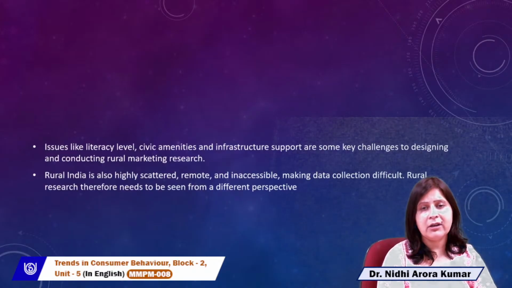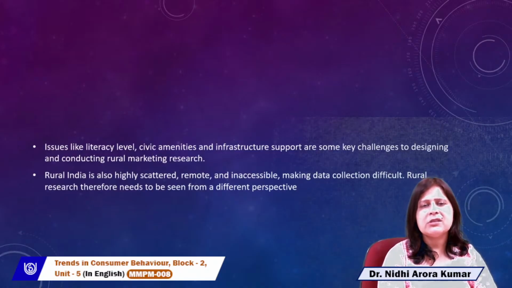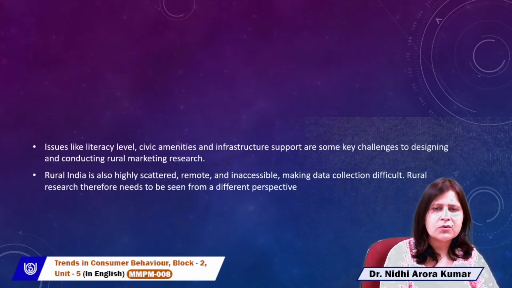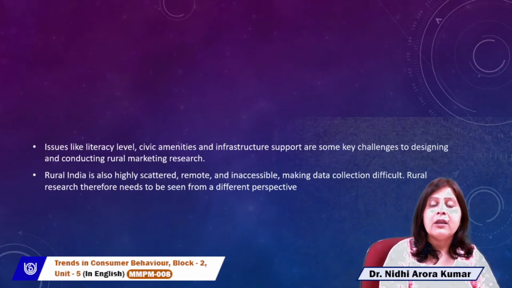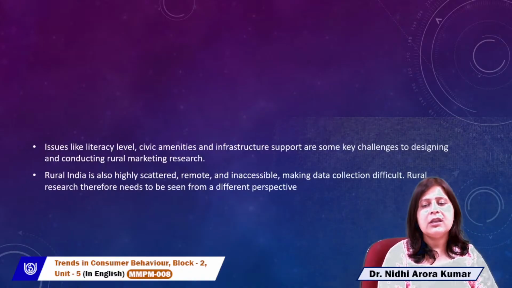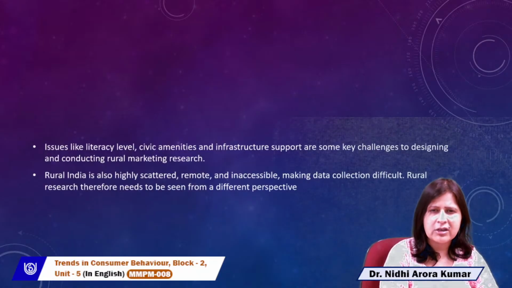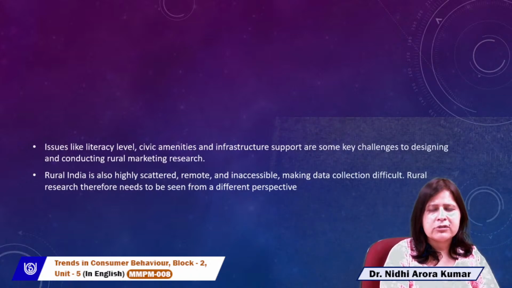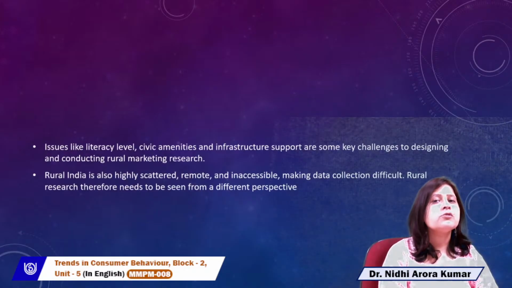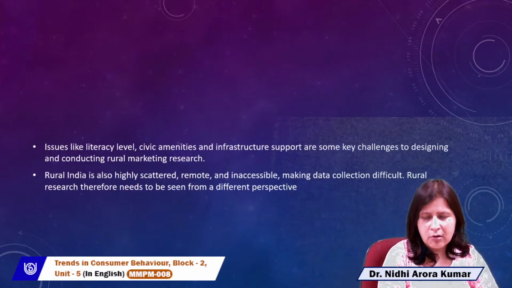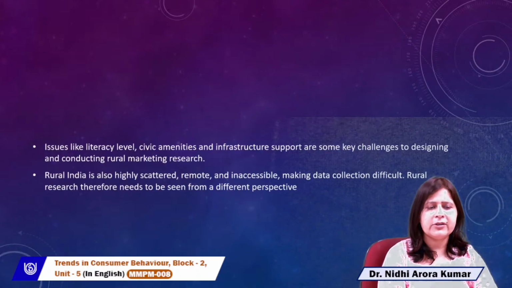Then the civic amenities. Because of lack of civic amenities, the basic things which are required to carry out the research might not be there. Then infrastructure support may be a key challenge to designing and conducting rural market research. Infrastructure support, right? Like roads, it is not possible to go to that place, to conduct interviews, or to record interviews, or observe things, because of lack of infrastructure and basic amenities.